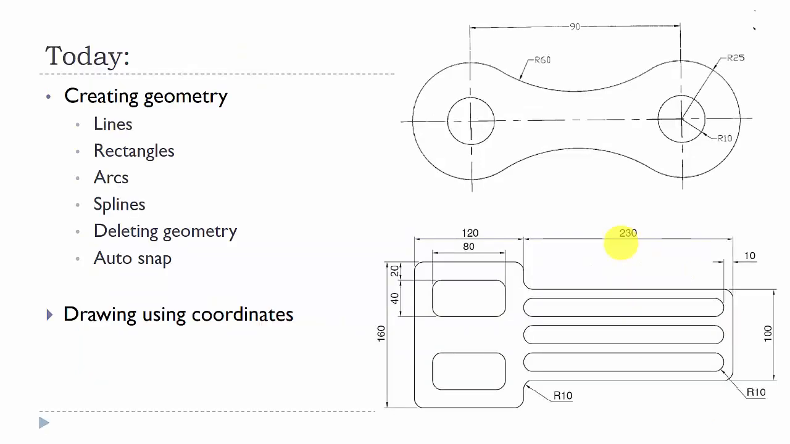So what we'll be doing today is completing a number of exercises, and those will help us learn how to create geometry such as lines, rectangles, arcs, splines. We're also going to explore the deleting geometry and auto snap functions. And probably more importantly than any of that, we're going to begin drawing using coordinates.